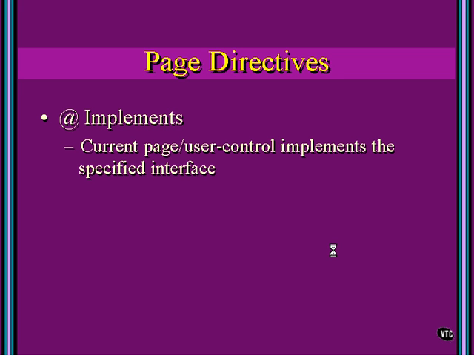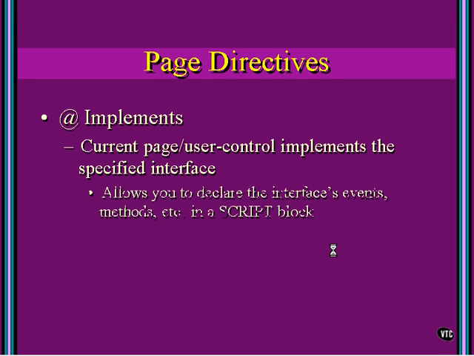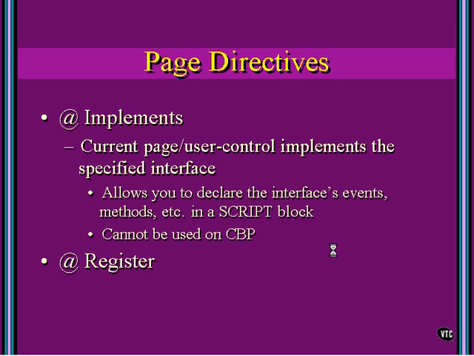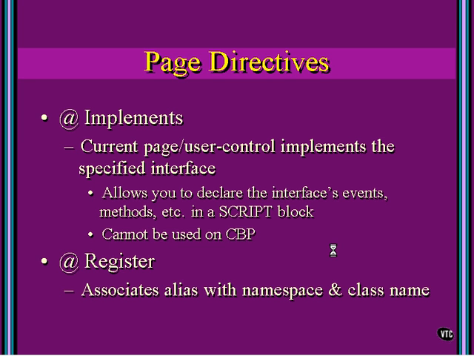Now, @implements, this tells the current page or user control to implement a specified interface. Now, if you know what an interface is, that just told you a lot. If you don't, worry about it. Go out in the documentation, do some reading. Notice this will let you declare an interface's events, methods, and so forth in a script block. Now, this will give you quite a bit of power. This cannot be used on the code behind page, however. Just be aware of that. So if any of that made sense, great, run with it. If it didn't, again, go out to documentation.